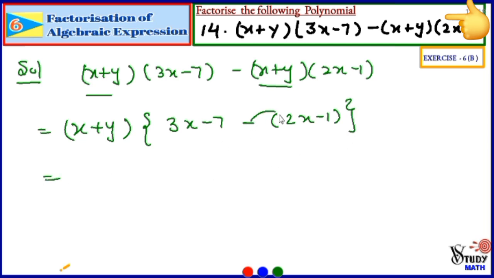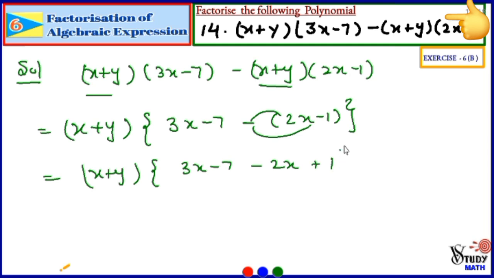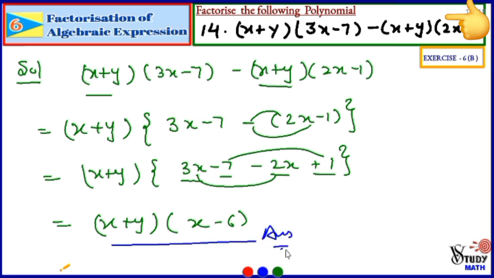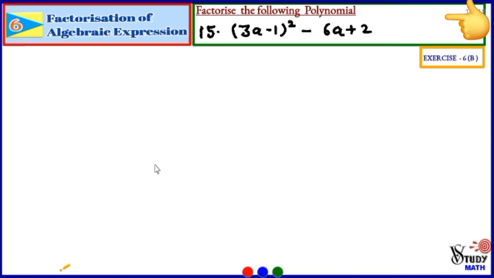Now this negative sign multiplies here and here. So (x + y), what we have now, (3x − 7 − 2x + 1). Now this and this are like terms, and this and this are like terms. So we have (x + y), and from 3x we have to subtract 2x, so we have x only. From −7 we have to add positive 1, so we have −6. And this is the final answer of this problem. Okay, now move to problem number 15.